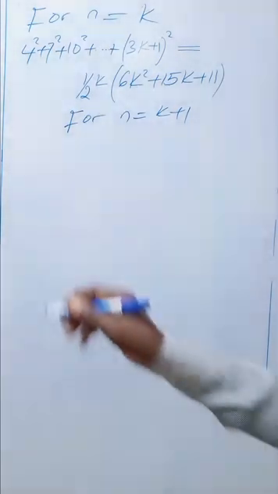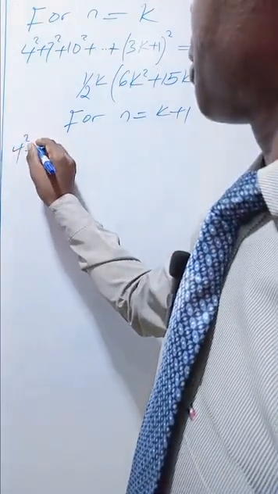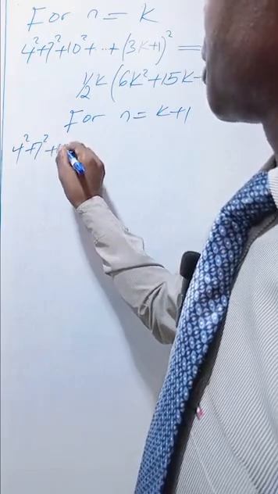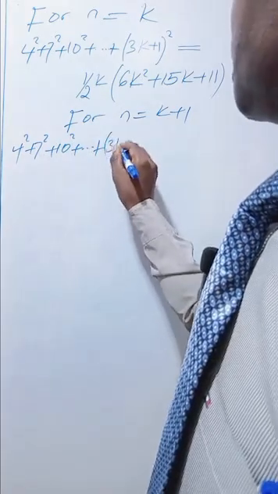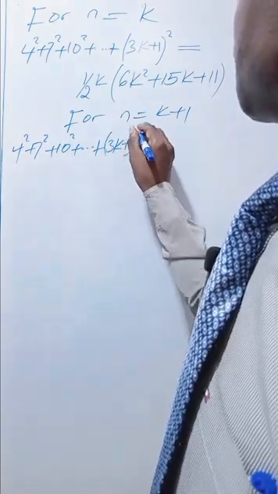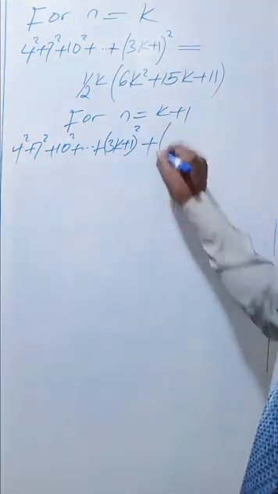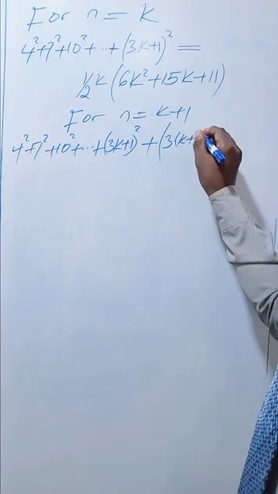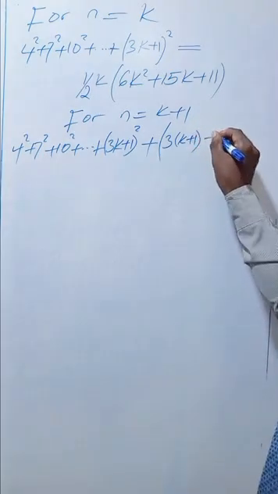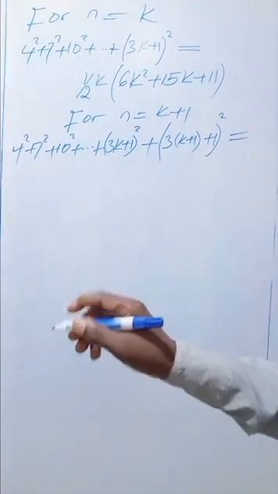What is happening on the left hand side? The left hand side will become 4 squared plus 7 squared plus 10 squared, then plus (3k plus 1) squared. Then we add the next term to this one. This is 3k plus 1, then again plus 1, squared, equals the right hand side.